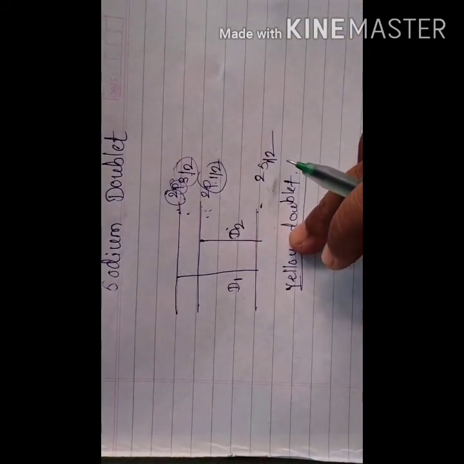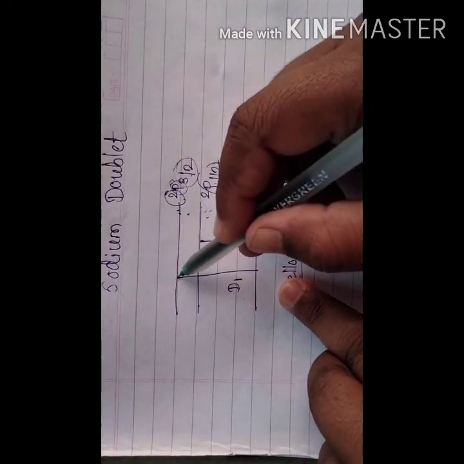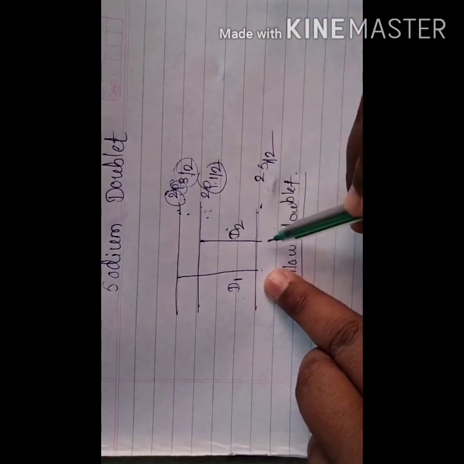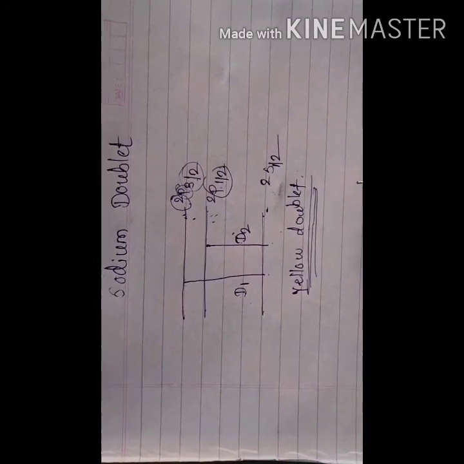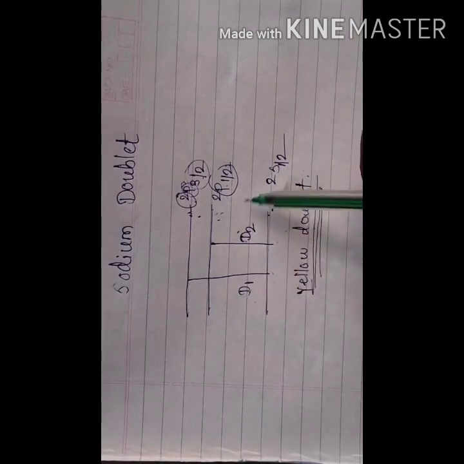It means the electron comes from this state to this state, and here from this state to this state. So this gives a yellow doublet of the sodium atom. When doing experiments we used the sodium source, and this sodium lamp gives an emission spectrum. In this emission spectrum we have seen two yellow doublets.